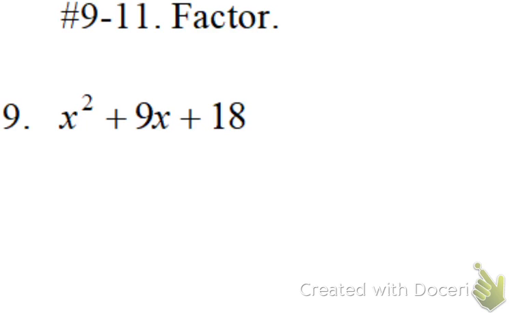Here we want to factor. It's a trinomial. A is 1, so we can do the shortcut. What two numbers have a product of 18 and a sum of 9? Of course, x times x is x squared. Two numbers that multiply to get 18.